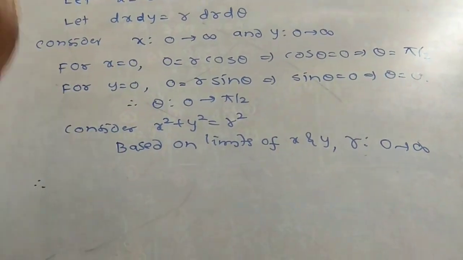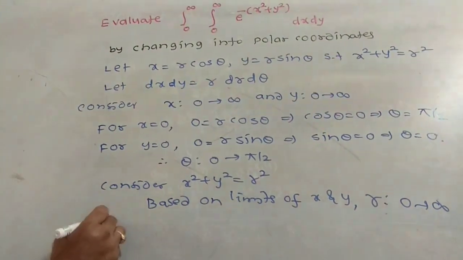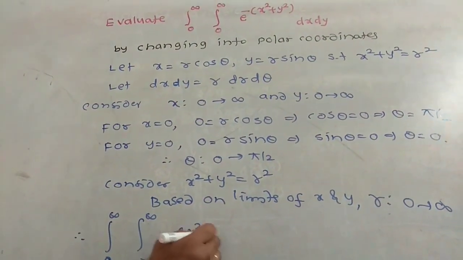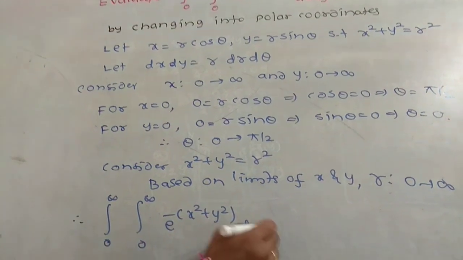Now you calculate your given double integration, 0 to infinity and 0 to infinity, e power minus of x square plus y square, dx dy.